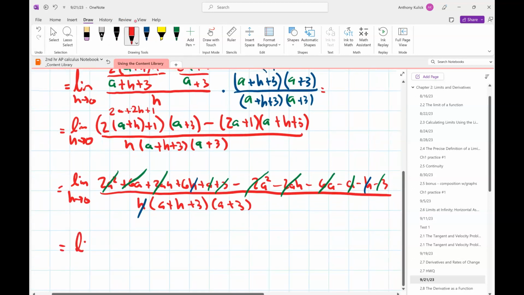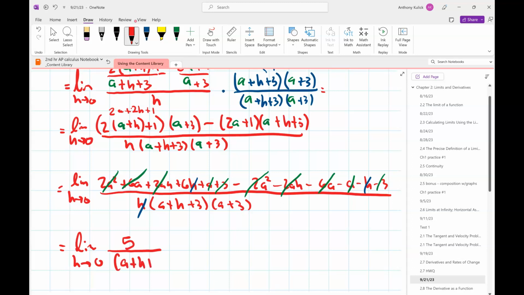Let's see where we're at now. So we have the limit as h approaches 0 of 5 over a plus h plus 3 times a plus 3. And when I do my direct substitution, I have 5 over a plus 3 squared. And I think that's our answer.